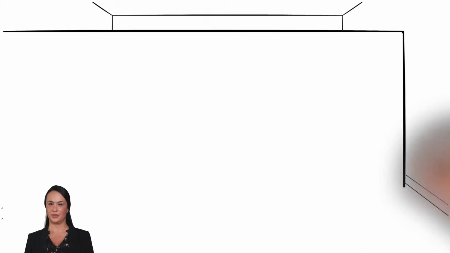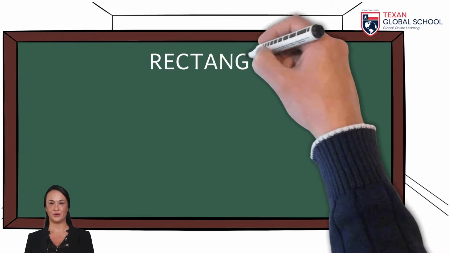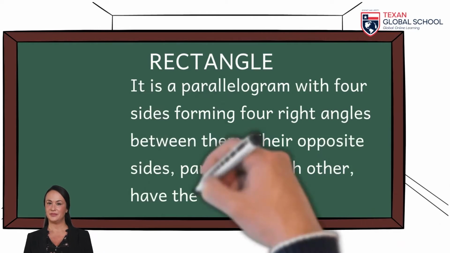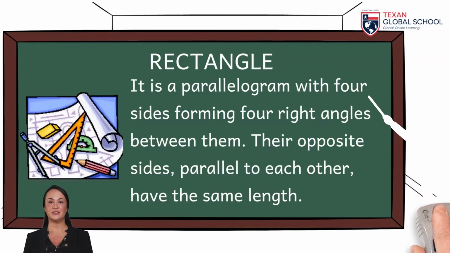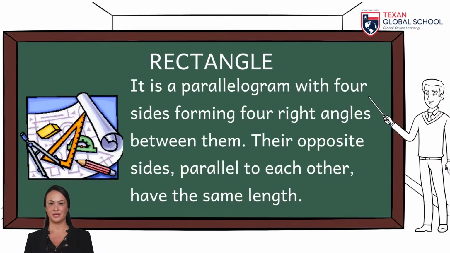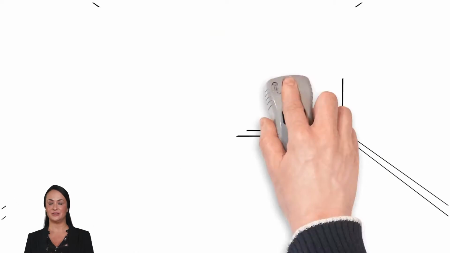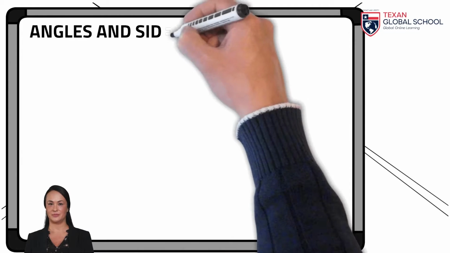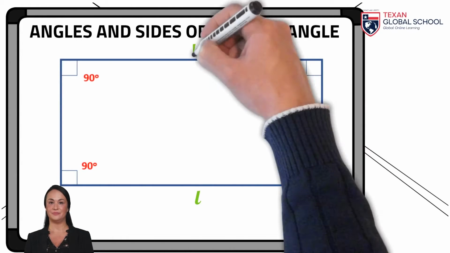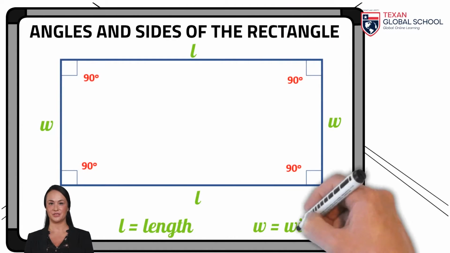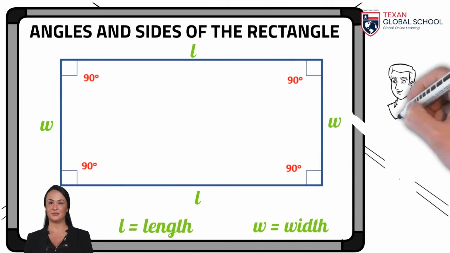A rectangle is a parallelogram with four sides forming four right angles between them. Their opposite sides, parallel to each other, are the same length. We can see from the diagram that the sides of the rectangle form right angles, and the opposite parallel sides have the same value. Normally we denote the length with the letter L and the width with the letter W.